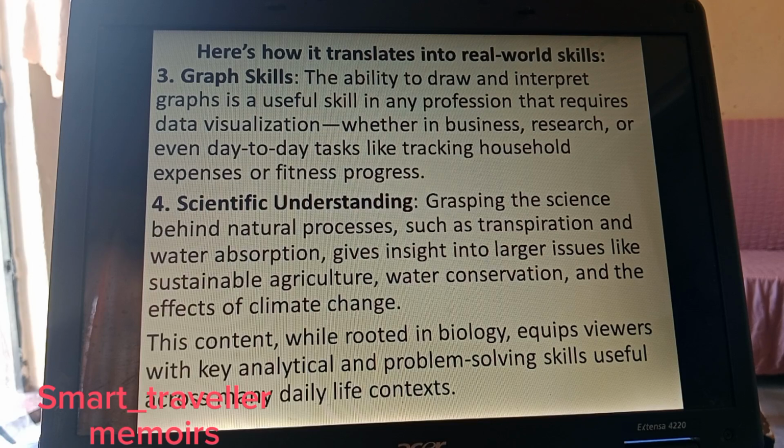Scientific understanding. Grasping the science behind natural processes such as transpiration and water absorption gives insight into larger issues like sustainable agriculture, water conservation, and the effects of climate change. This content, while rooted in biology, equips viewers with key analytical and problem-solving skills useful across many areas of daily life.